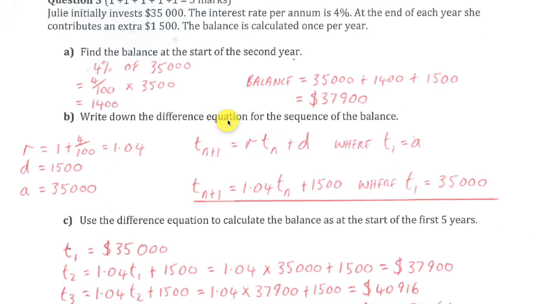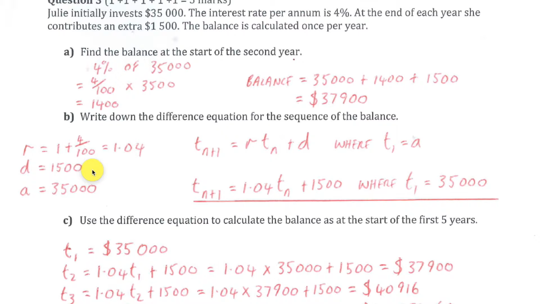A difference equation of a combination sequence is always written in this format. If we're after any given term, we have R multiplied by the term before, plus a common amount or a constant amount, D. And we have a starting point where T1 equals a certain figure. So that's our general setup for a difference equation that is of a combination sequence. R is always in this format, 1 plus or minus whatever the percentage is over 100. So in our case, it ends up being 1 plus 4 on 100 to give us 1.04.